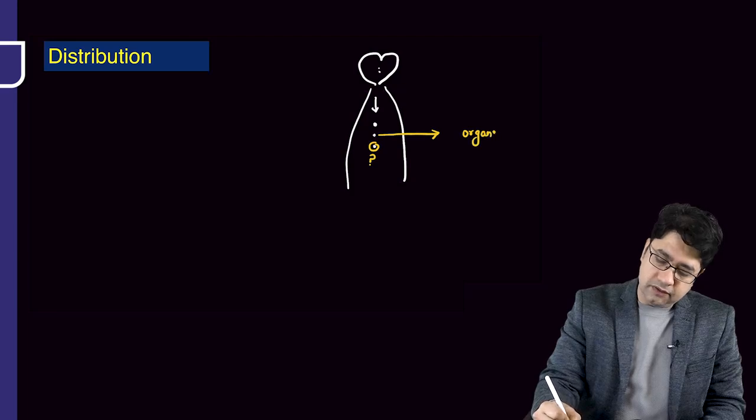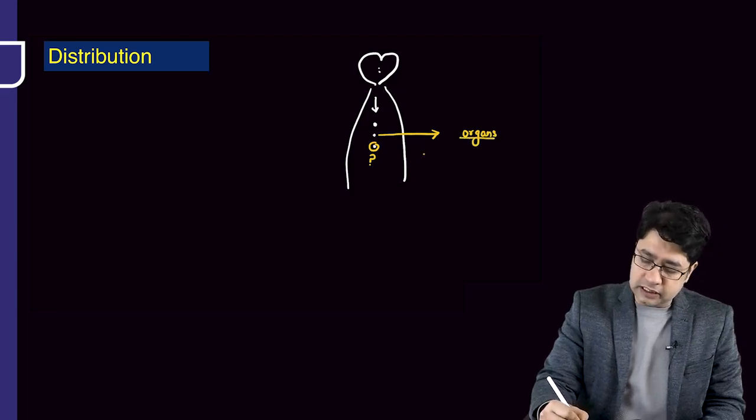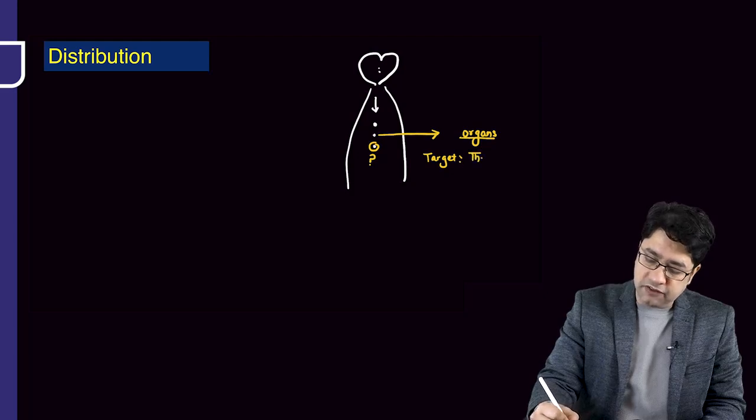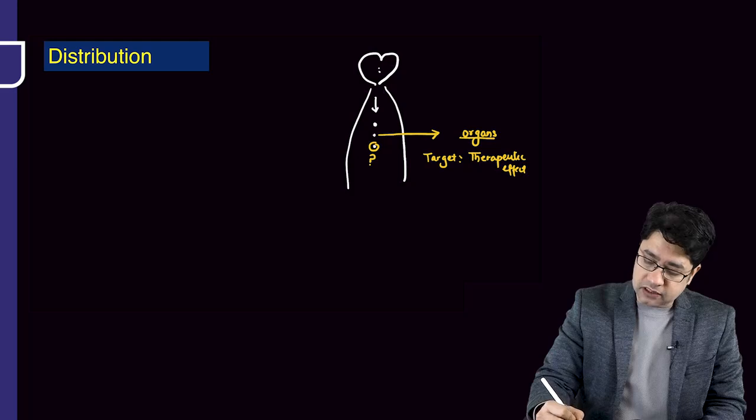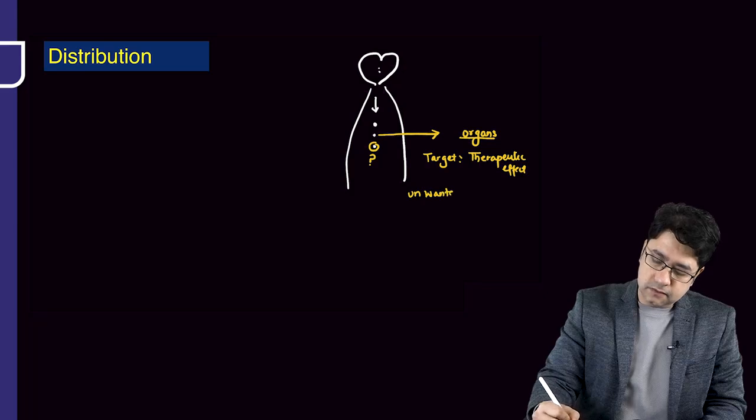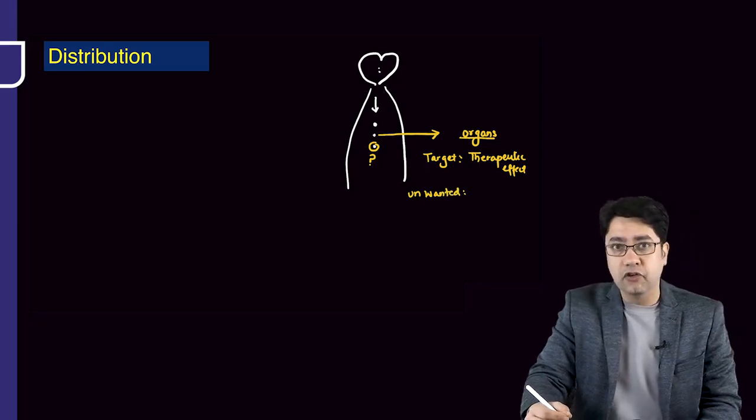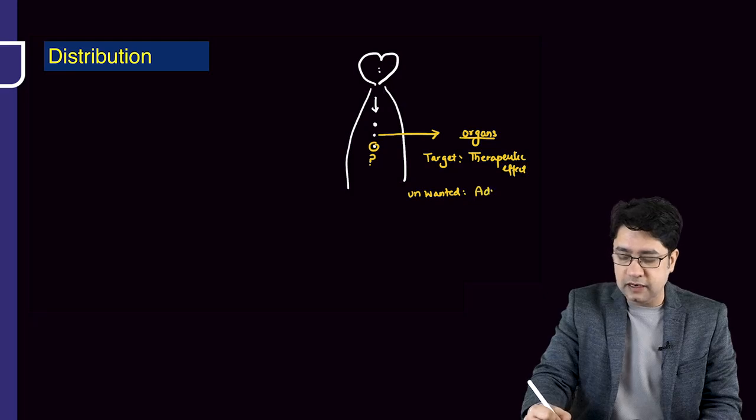Now remember, if this drug moves into its target organ where it must go, then the drug will produce its beneficial effect. Beneficial effect is known as therapeutic effect. But if this drug goes into unwanted organs, don't you think it will produce unwanted effect, which is known as adverse effect?